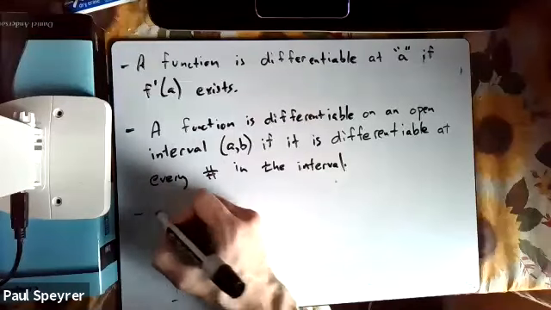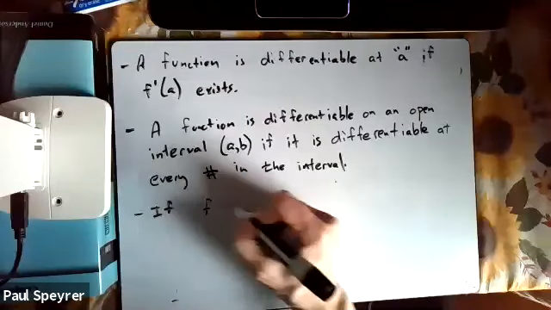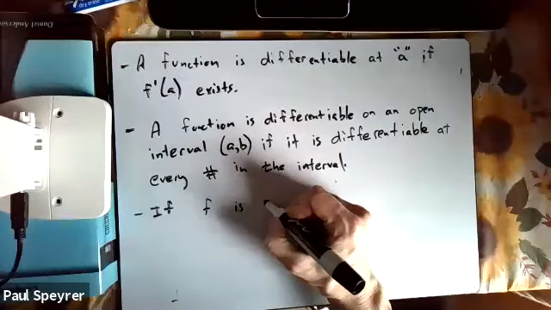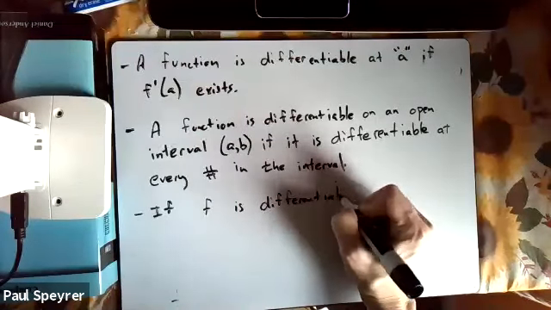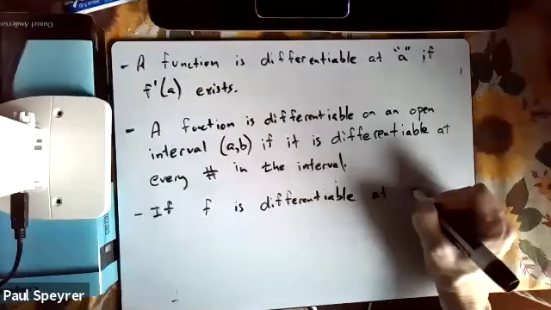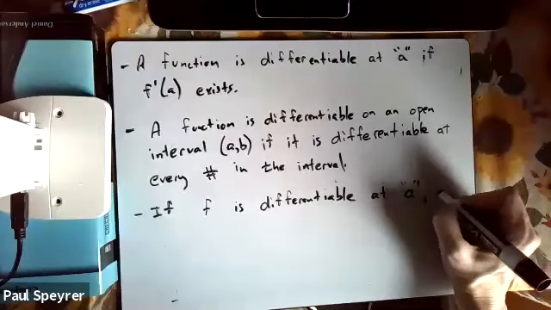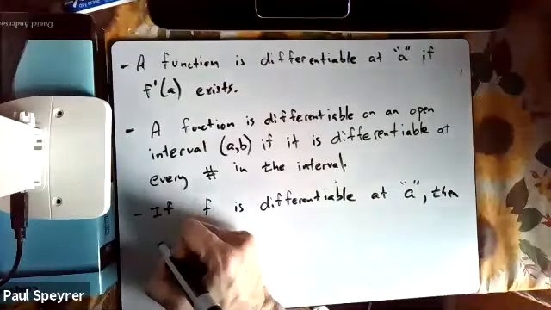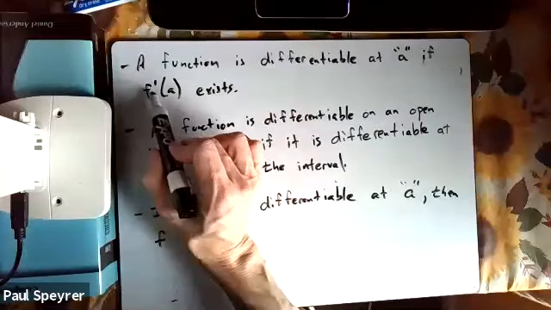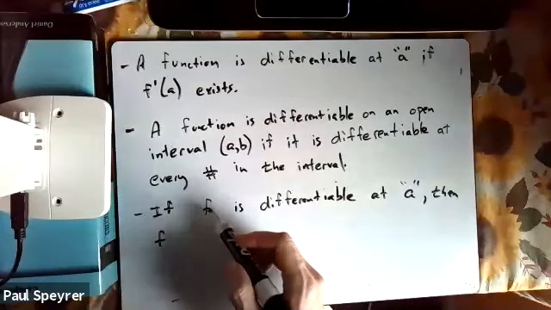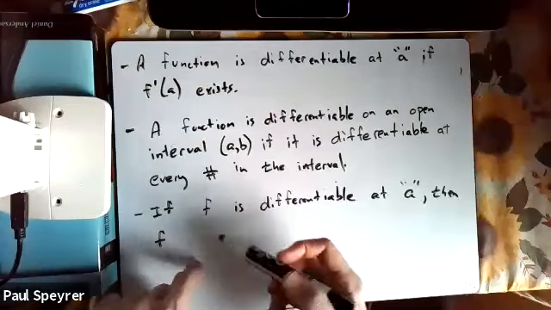And then we have, if f is differentiable at a, then f is also continuous. So when we say f, we're talking about the original function, not the derivative. If it was the derivative, we would have had f prime of something like that. But this f just means the initial function, not the first derivative function.